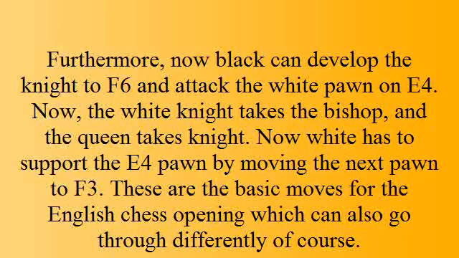Now the white knight takes the bishop and the queen takes the knight. Now white has to support the e4 pawn by moving the next pawn to f3. These are the basic moves for the English chess opening, which can also go differently, of course.